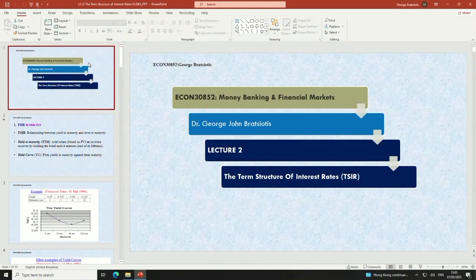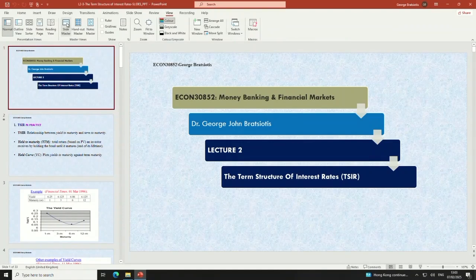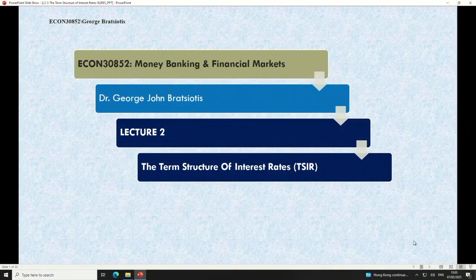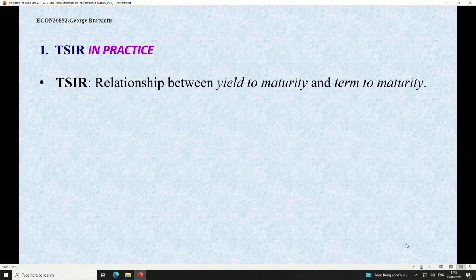So basically, let me just put this on view. Right, it's better. Okay, so basically the term structure of interest rates, or the term structure as we said, is the relation between the yield to maturity, which we discussed in classes, and I've got one more this Friday, today, and the term to maturity.